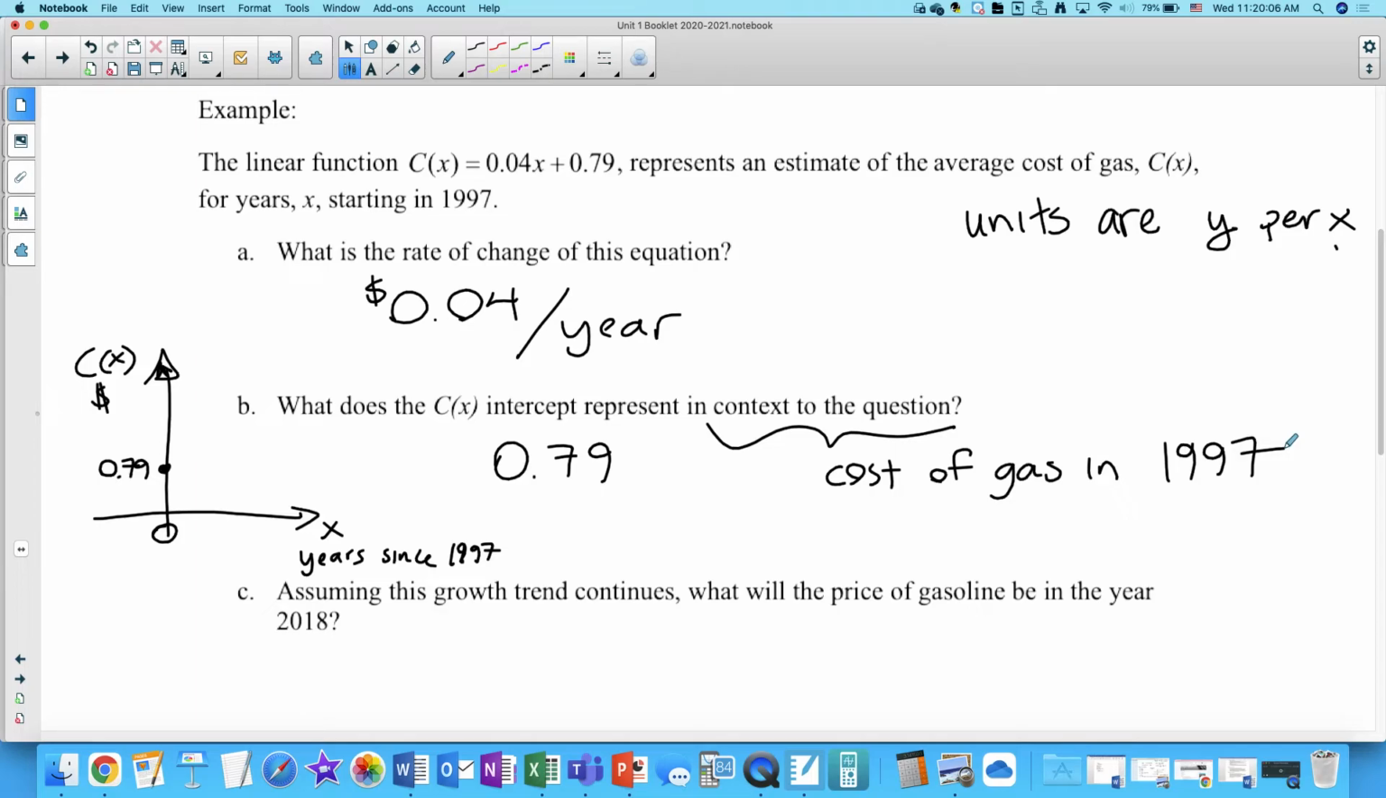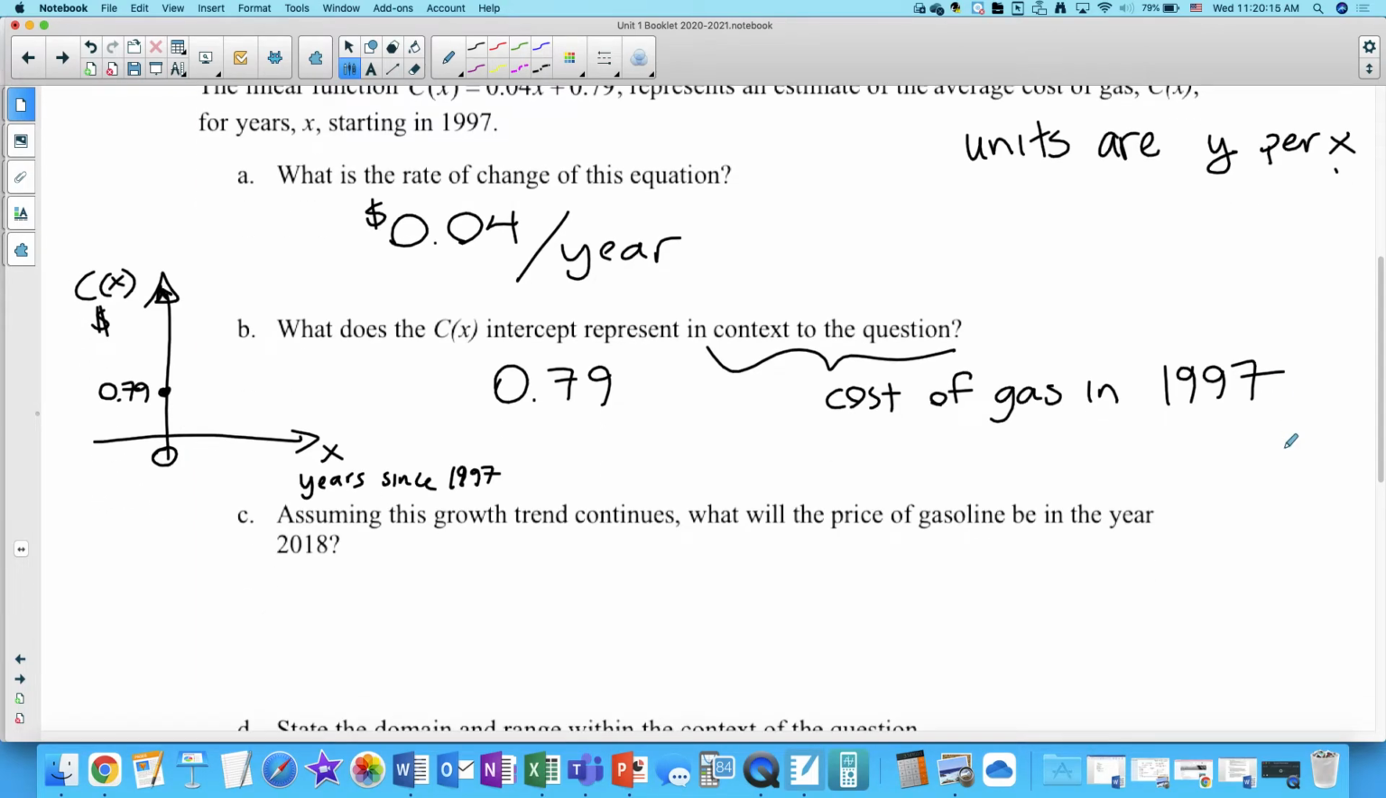Assuming this growth trend continues, what will be the price of gas in the year 2018? My guess is that the last time I changed these notes was 2018. Whoops. It's been a long time.